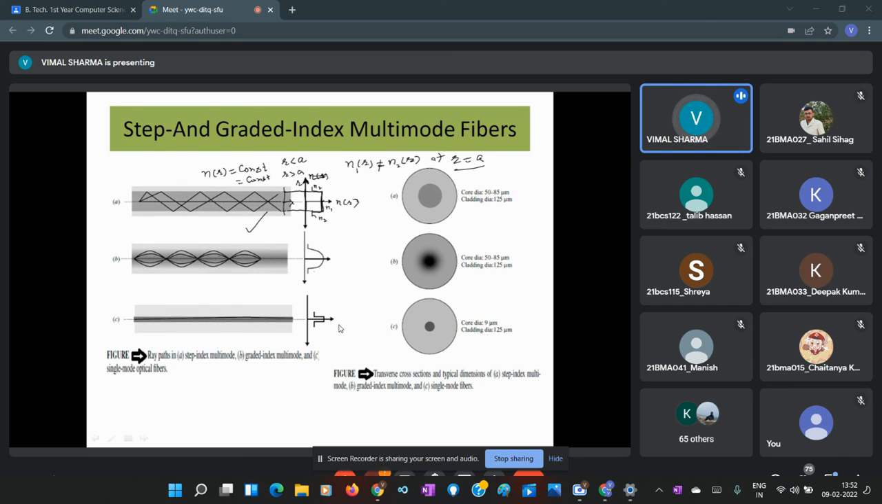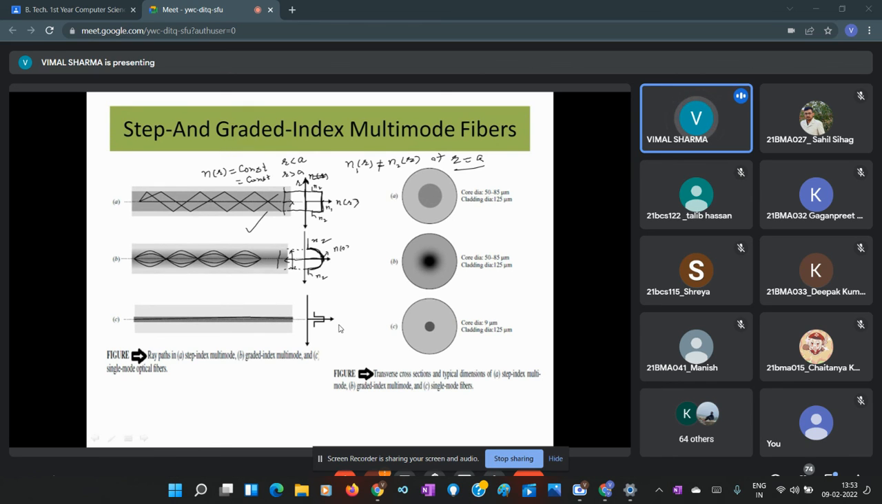Then we have another type of refractive index profile. You can see that up to here is the core. So even within the core, the refractive index is not constant. It is continuously varying. It is maximum at the center of the optical fiber. This is the maximum value of refractive index, and then it decreases. Either we move up or down, it decreases, and then it becomes N2.